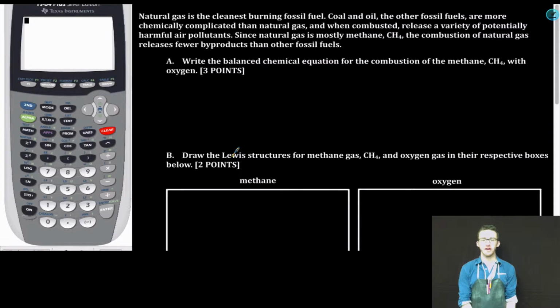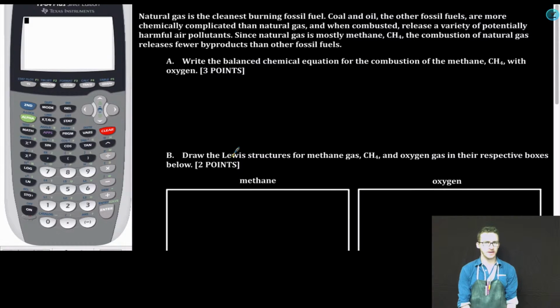Who's ready for another free response? Natural gas is the cleanest burning fossil fuel. Coal and oil, the other fossil fuels, are more chemically complicated than natural gas, and when combusted, release a variety of potentially harmful air pollutants. Since natural gas is mostly methane, CH4, the combustion of natural gas releases fewer byproducts than other fossil fuels.